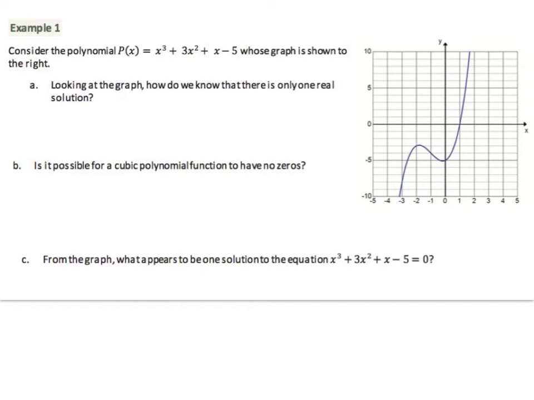Okay, example 1. So we're considering the polynomial p of x equals x cubed plus 3x squared plus x minus 5. The graph is shown right there. So looking at the graph, how do we know that there's only one real solution? We know because it only crosses the x-axis once.